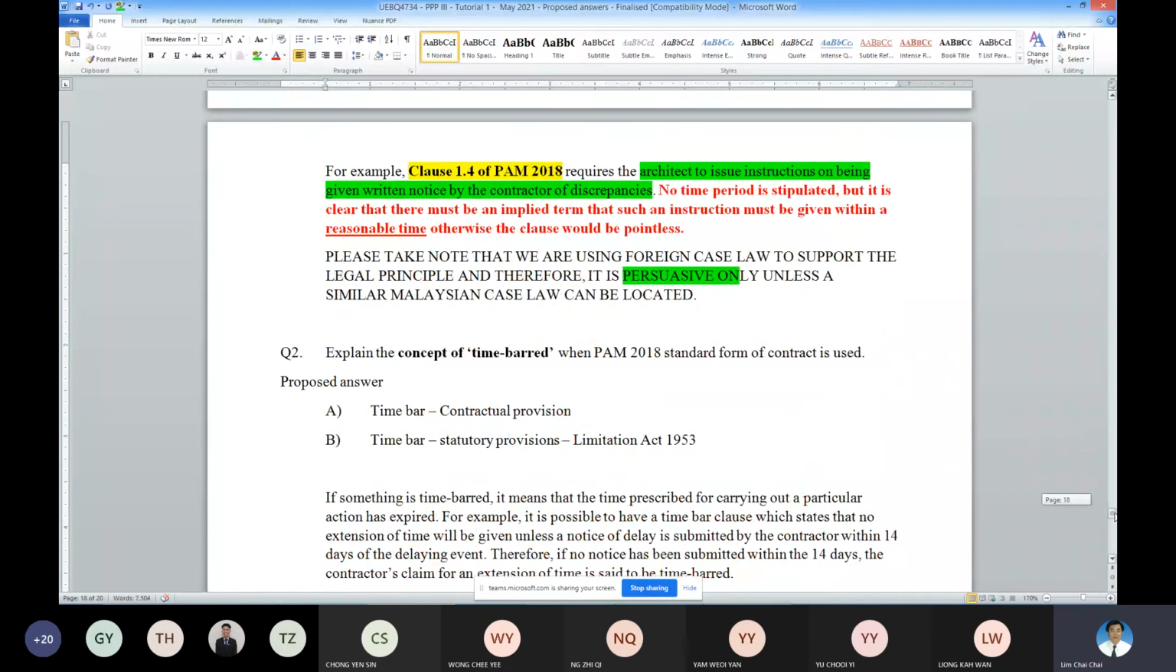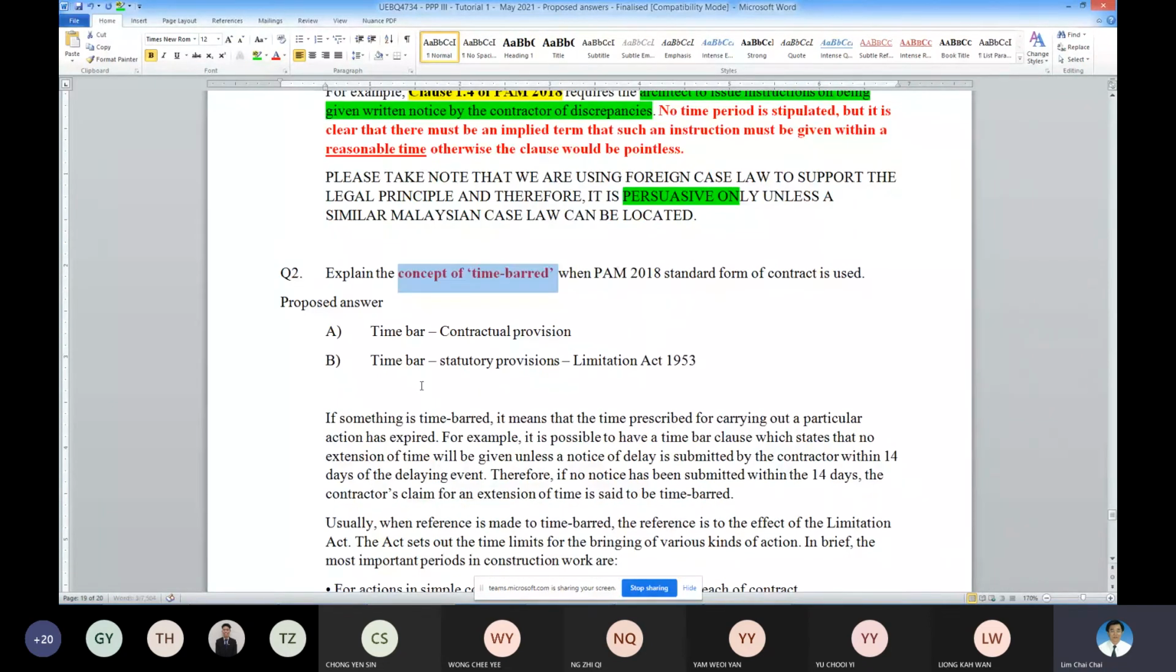Time bar. This is another concept for you to look into. There are two types of time bar: contractual time bar and statutory provision, that means a Limitation Act time bar. So there are two angles that you need to know. Type one is under the contractual. So we look into both of them. Under the contract, especially under your PAM, there is a contractual time bar. Basically, as I say, there will be an introduction.